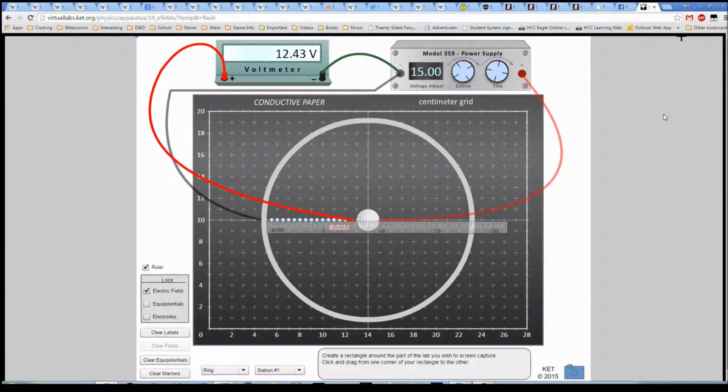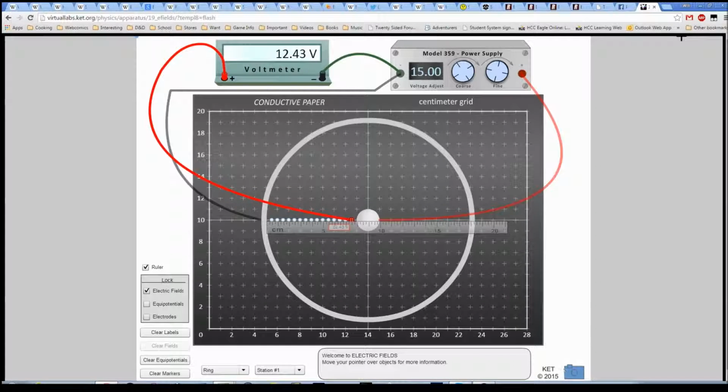As we can see here, at half a centimeter away from the central cable, we have 12.43 volts registering. At 1 centimeter, we have 2.41 volts. At a centimeter and a half, 8.86 volts, and it decreases as we go further along.